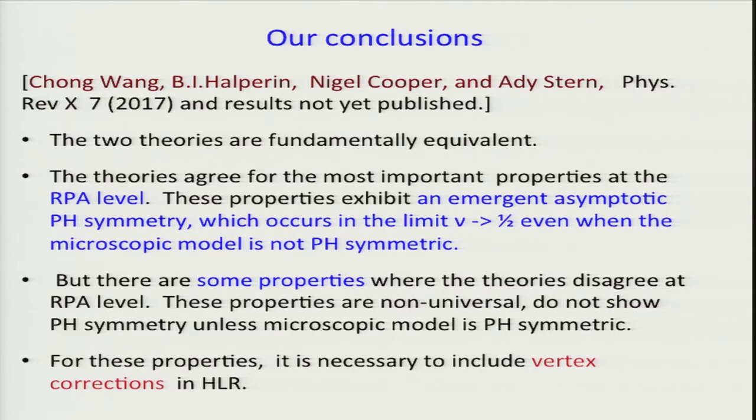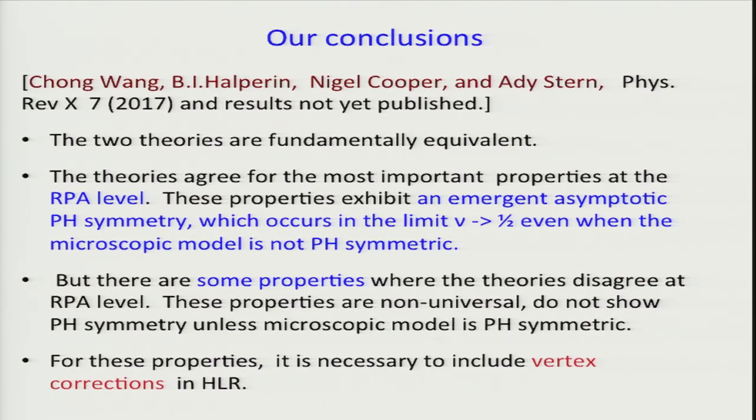And in fact, what we find is that there's a surprising amount of emergent asymptotic particle-hole symmetry as you approach the limit nu equals a half. Many properties become particle-hole symmetric when you calculate them, even at the RPA level, and without any assumption that the microscopic theory is particle-hole symmetric. So just like things become symmetric near a critical point because some variables are irrelevant, it seems that for many properties there's an emergent particle-hole symmetry, even where for 20 years it was thought that there wasn't.